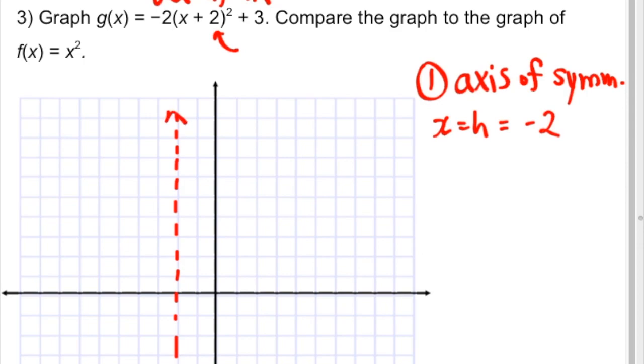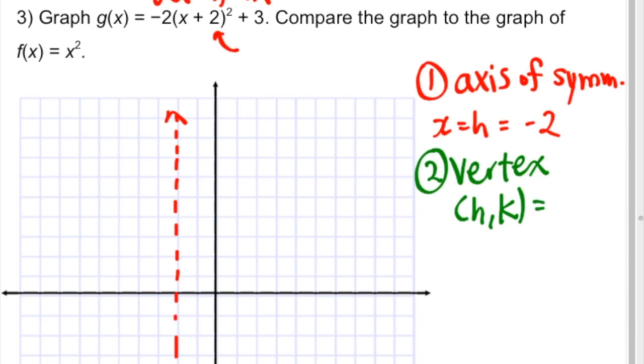What is your vertex here? I know that this function is a frown. So because of that -2 in the front, the a value, my vertex is going to be my highest, my maximum value in this function. Vertex is (h, k) by definition, and (h, k) is (-2, 3). So let's graph that.